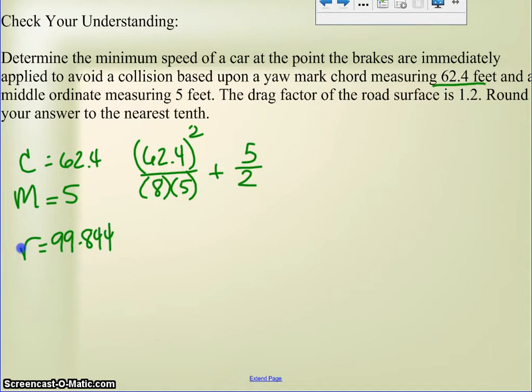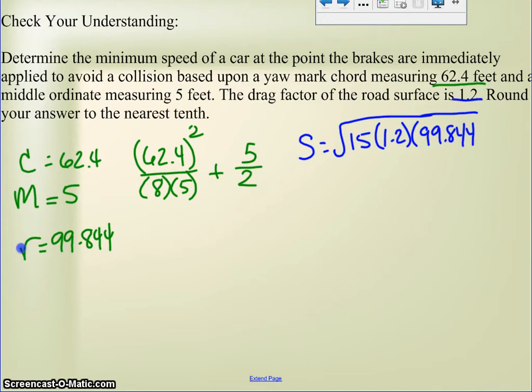Now plugging that into our formula, we know our speed is the square root of 15 times the drag factor, which was 1.2, times the 99.844. So plugging that into the calculator, we end up with the speed is approximately 42.4 miles per hour.